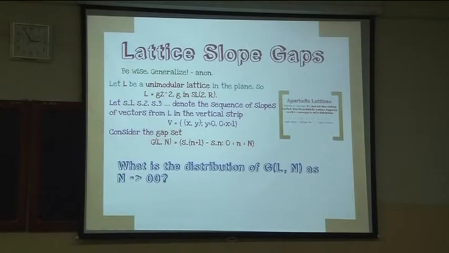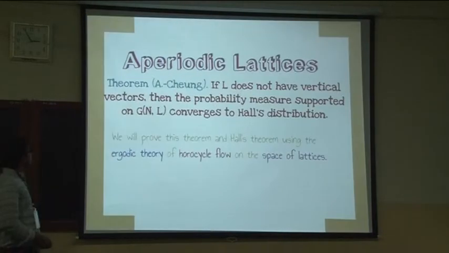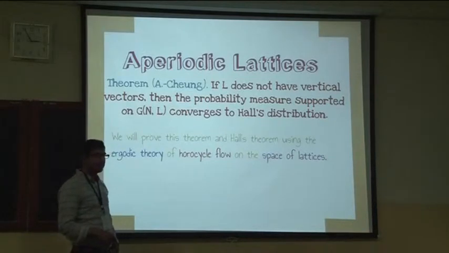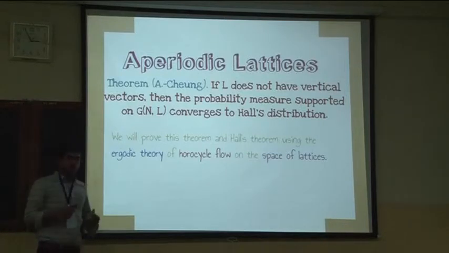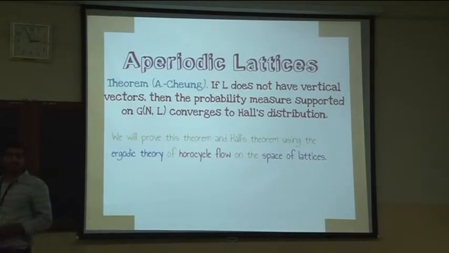And the answer is, perhaps unsurprisingly, this is a theorem of myself and Chung, but really Hall probably would have been able to prove it. If L does not have vertical vectors, if my original lattice does not have vertical vectors, then the probability measure supported on G of NL converges weak star to Hall's distribution. So again, that same area between two curves. We're going to prove this theorem and Hall's theorem using ergodic theory on the space of lattices. Okay? Ergodic theory of the horizontal flow on the space of lattices.